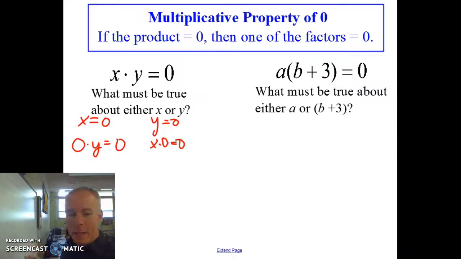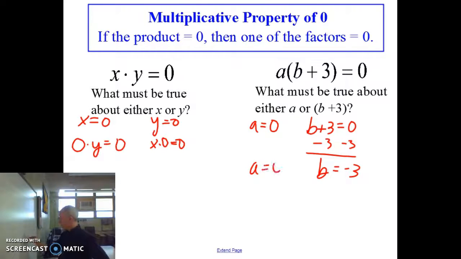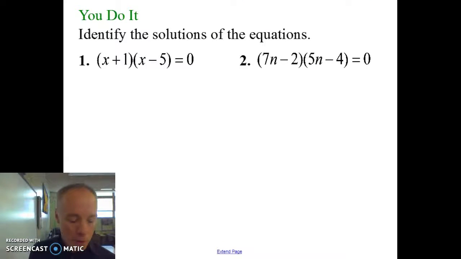Now, in the next example, a times the quantity b plus 3, what must be true about either a or the quantity b plus 3? Well, either a has to be equal to 0, or the other factor has to be equal to 0. To figure out what b needs to be, we've got to solve for b. So either a is 0 or b is -3, and that will make that equation true. So using that property, the multiplicative property of 0, why don't you solve for number 1 and number 2? Go ahead, pause the video, and give it a shot.